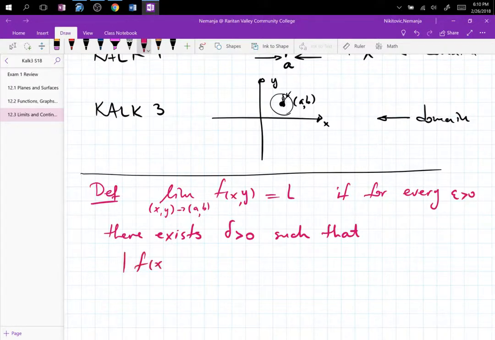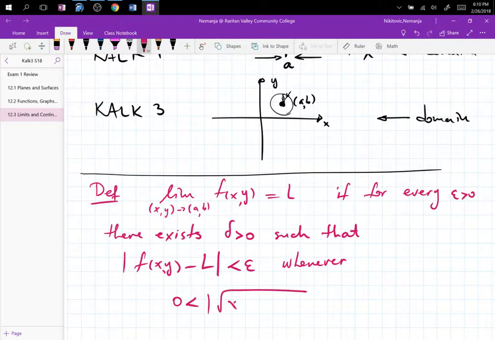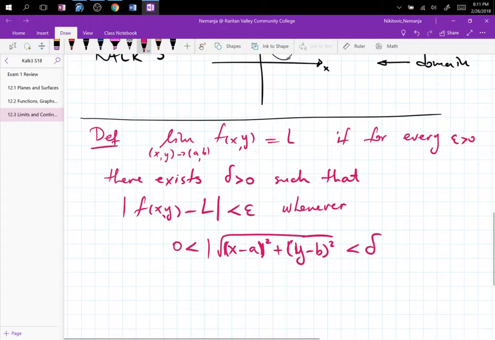Such that |f(x, y) minus L| is less than epsilon whenever 0 is less than the square root of (x minus a) squared plus (y minus b) squared. These are parentheses. It's just a regular Euclidean distance. Less than delta. So as you can see, this is an identical formula.